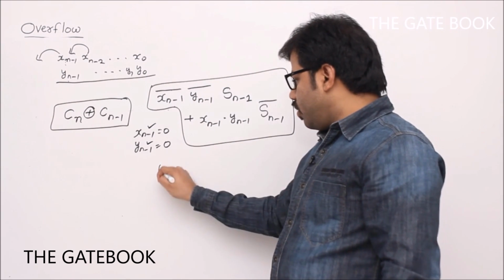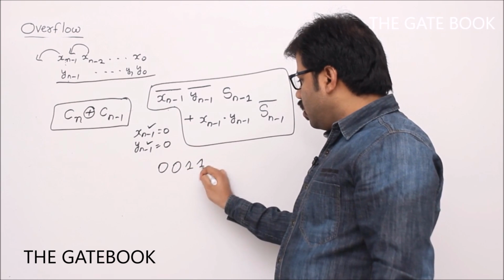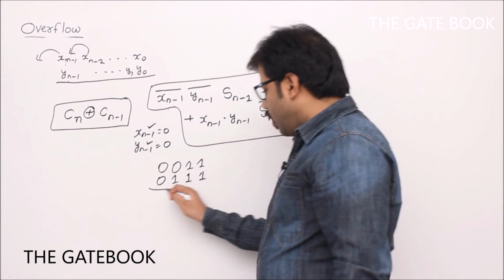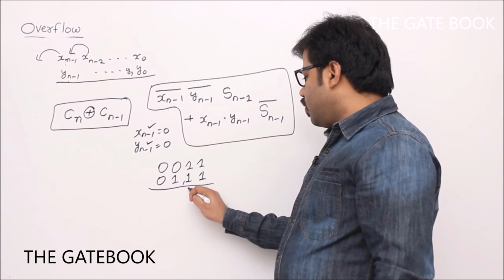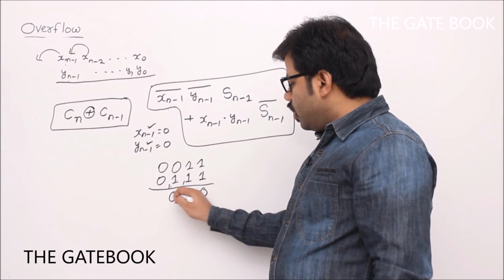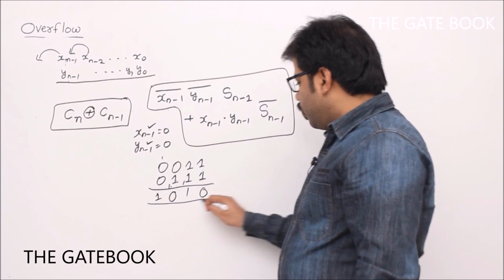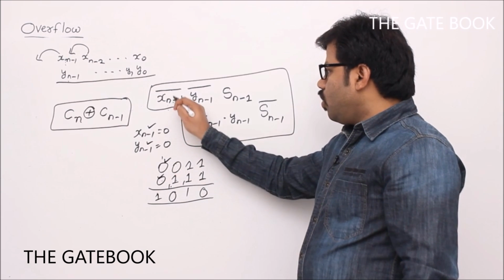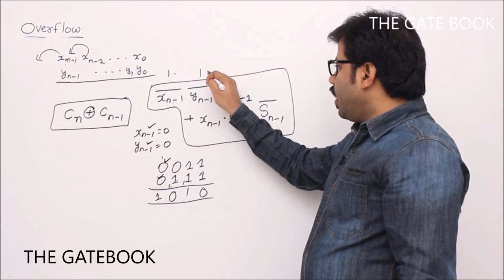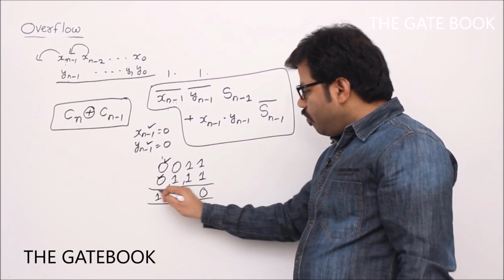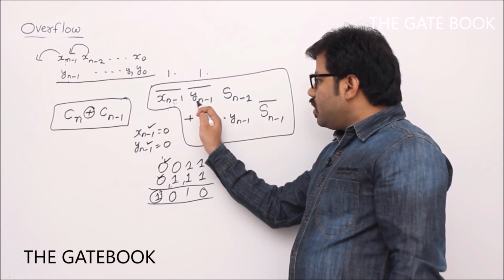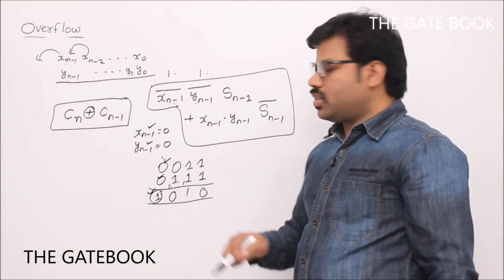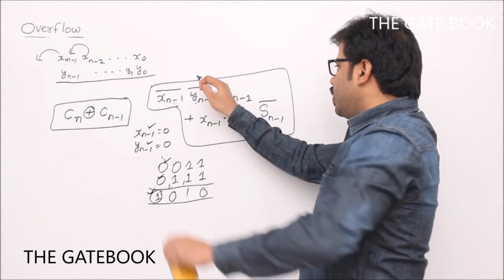Let us check. Example: you have 0 0 0 1 1 and you have 0 1 1. What is going to happen is 1 plus 1 is 0 with carry 1, 1 plus 1 is 0 with carry 1, and so on. So see here, when xn minus 1 is 0 and yn minus 1 is 0, each 0 bar becomes 1. At that time, the sum is important. The sum being 1 means definitely you are getting a negative number when you add positive numbers. That's why this equation, this component, will detect it.